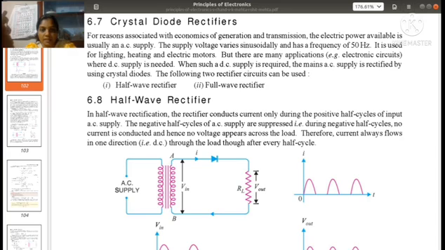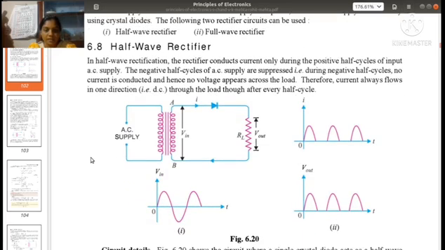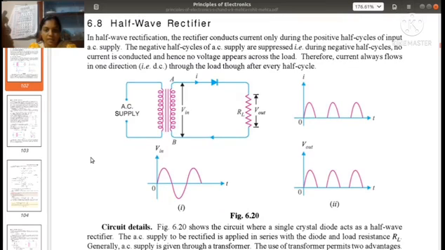So a rectifier is a device which converts AC supply into DC supply, or alternating current to direct current, and it can be done as half wave rectification and full wave rectification, and accordingly it is called a half wave rectifier and a full wave rectifier. So first we will discuss the half wave rectifier. So what is a half wave rectifier? The word itself gives you a hint.